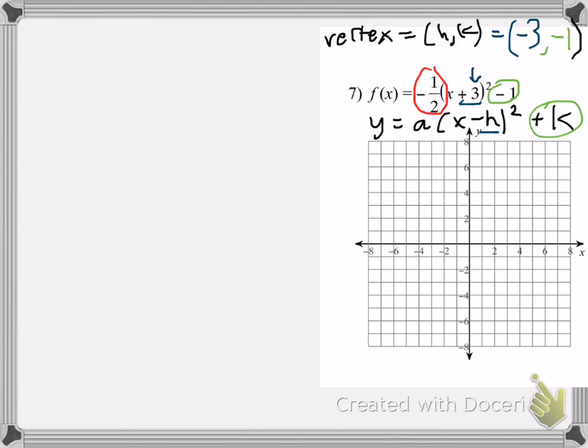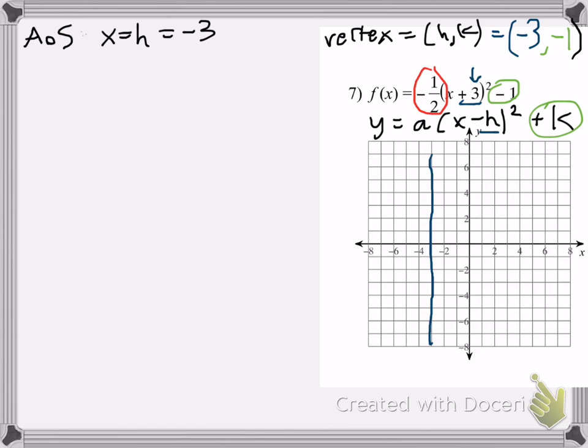so my vertex is this point, negative 3, negative 1. This homework also wants me to find the axis of symmetry, and remember that the axis of symmetry is always going to be the vertical line x equals h, which in this case is negative 3. So if I look at that on my graph, that's going to be this blue line up and down that I'm drawing here, right, at x equals negative 3. So my whole parabola is going to be divided down the middle by that axis of symmetry.